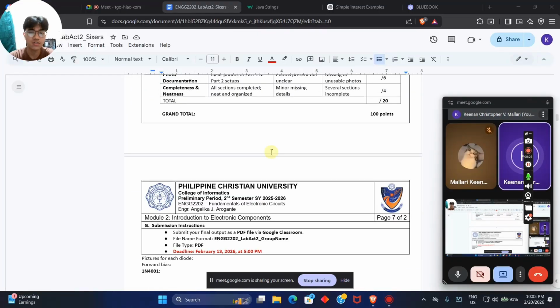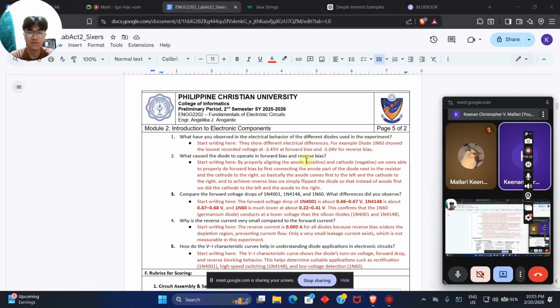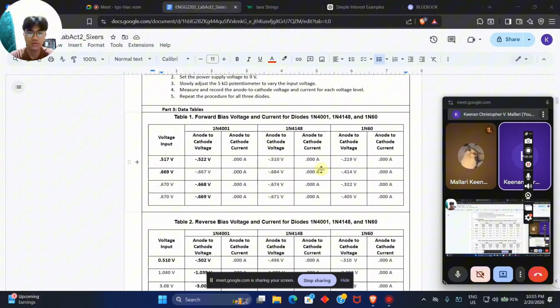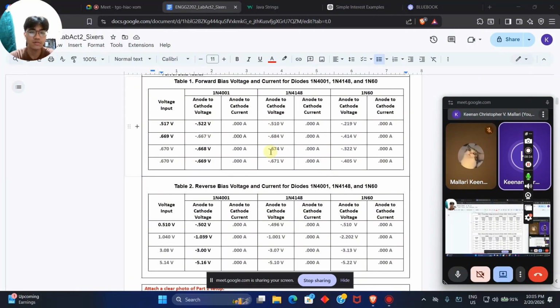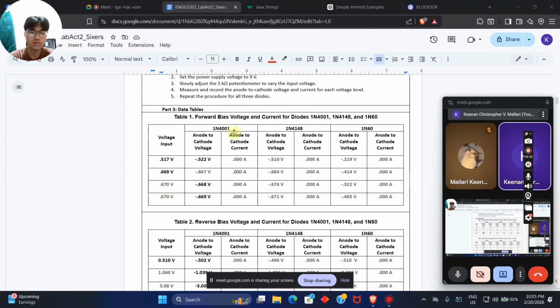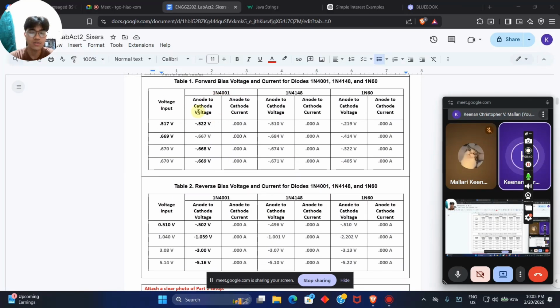And let's proceed to the other diode. Oh, no, not the diode. Let's proceed only to the reverse bias for now. So we will do 1N4001 forward bias, negative bias, and the rest will show that line.